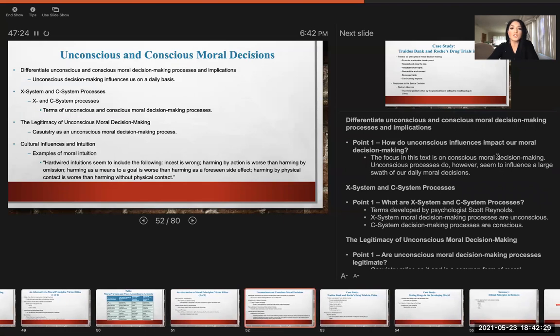Now, unconscious and conscious moral decisions, we know that they influence us on a daily basis. We know that there's an X system and a C system process in which unconscious and conscious moral decision-making play a role. And the legitimacy of unconscious moral decision-making plays a role in casuistry as an unconscious moral decision-making process.